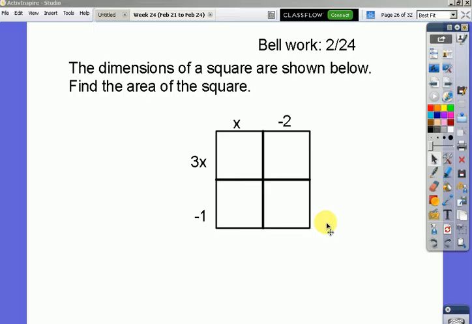So in order to think about it, the first thing I want to look at is actually the area of a square. These are the boxes that we're going to create every time we are factoring a trinomial using the box method, okay? It says the dimension of a square is shown below, find the area of the square. Well, how would this work? I know x times 3x is what? 3x squared.